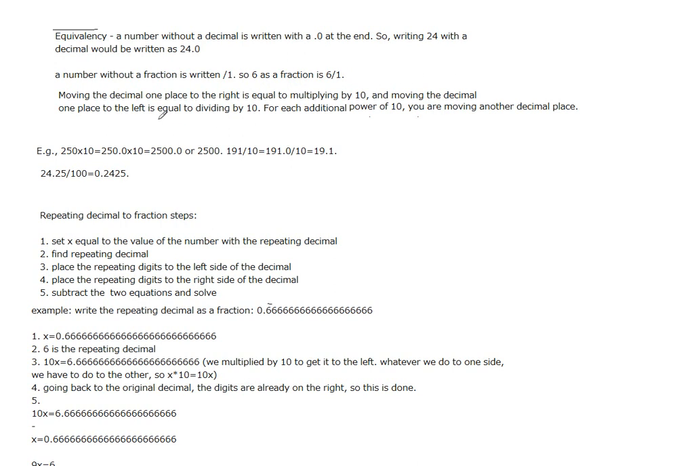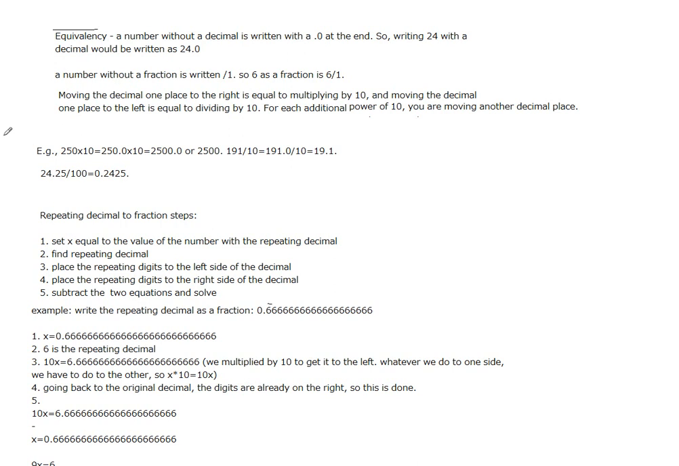And moving the decimal one place to the left is equal to dividing by 10. For each additional power of 10, you are moving another decimal place. So 10 times 10 is 100, times 10 is 1,000, times 10. So each additional time, you're moving it one additional space to the left or right.